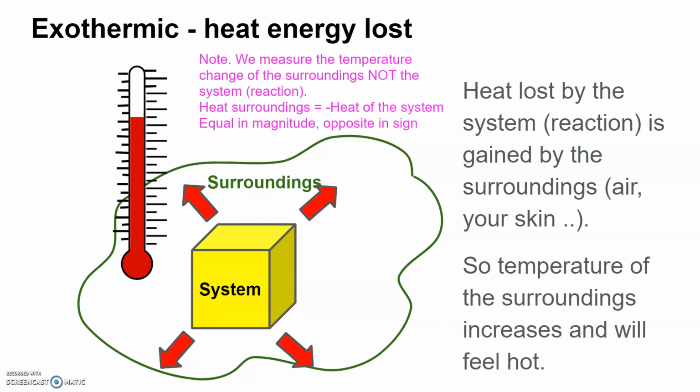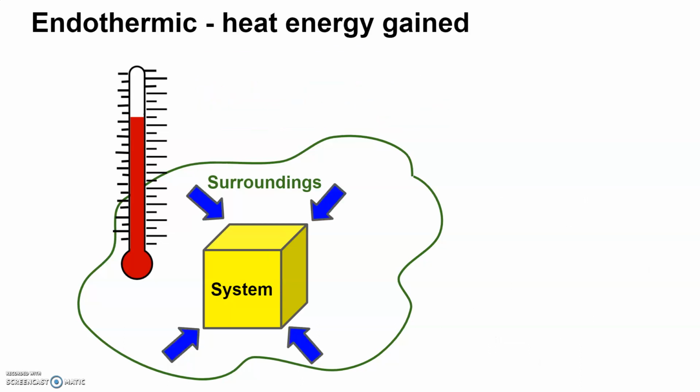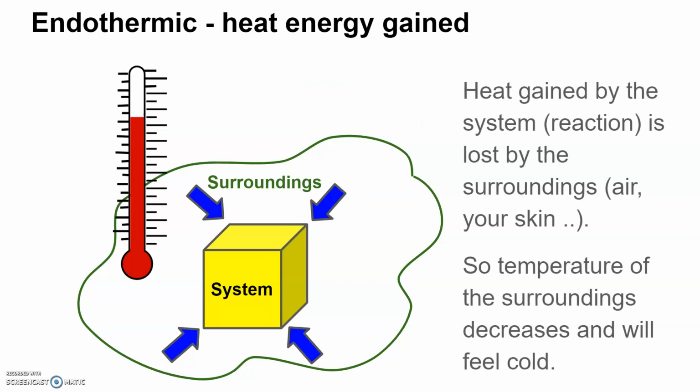On the flip side, if we're focusing on an endothermic reaction, the system is absorbing heat from the surroundings. And so once again, we're measuring the temperature of the surroundings. The surroundings will start to feel cold because it's losing heat into the system. And so the temperature of the surroundings will decrease during an endothermic reaction.